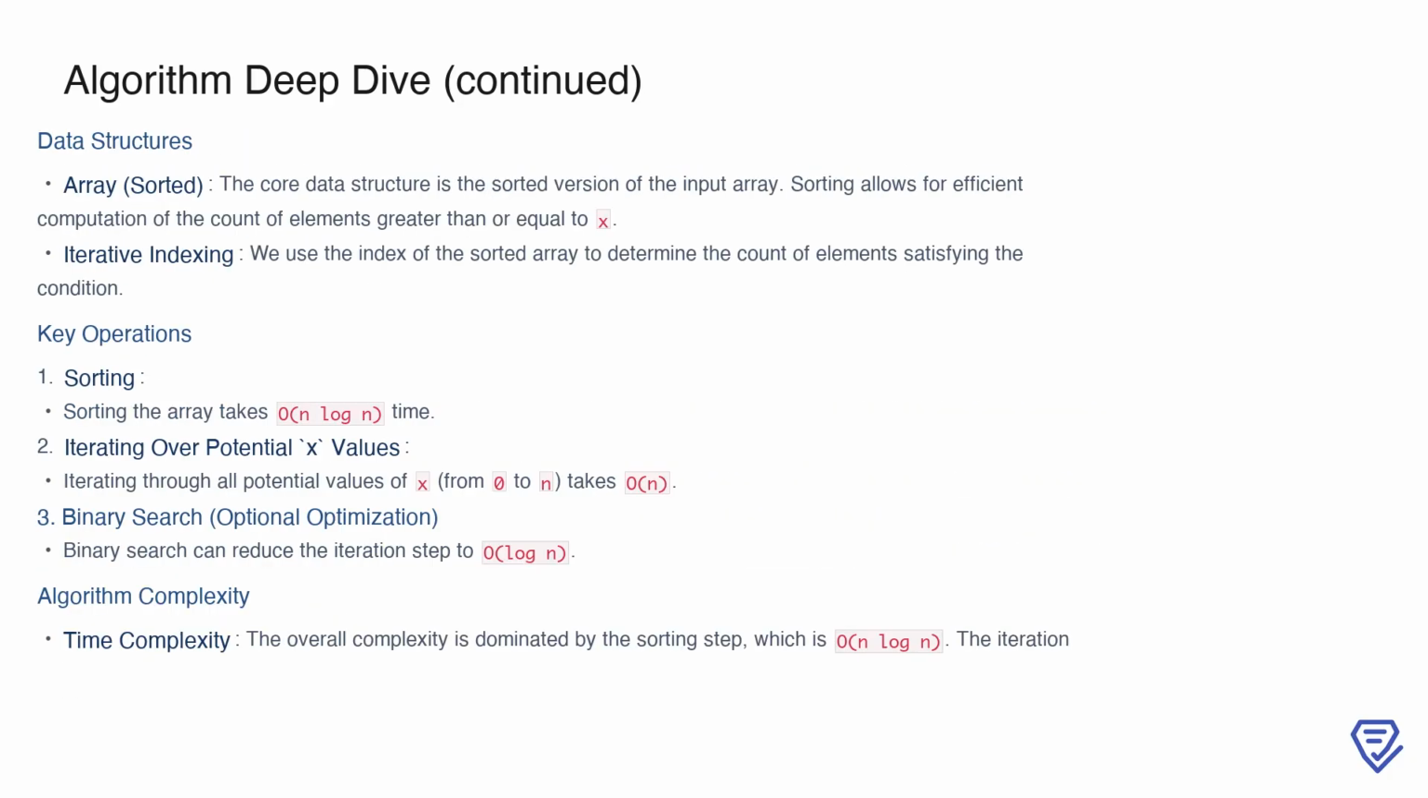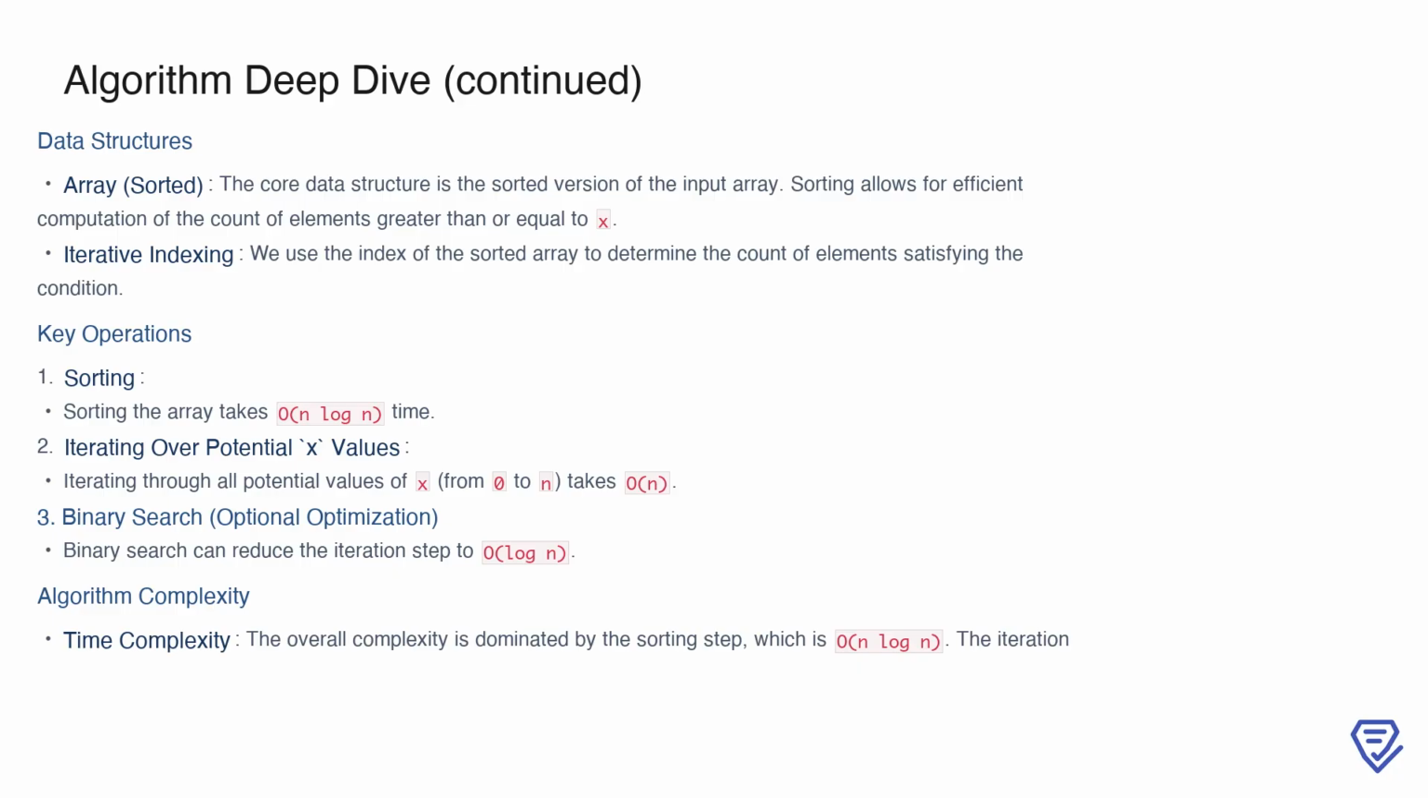The algorithm relies on a sorted array as its core data structure. Sorting the input array enables efficient computation of the count of elements greater than or equal to a given x. This count is derived using the index of the sorted array, making the process straightforward and efficient.